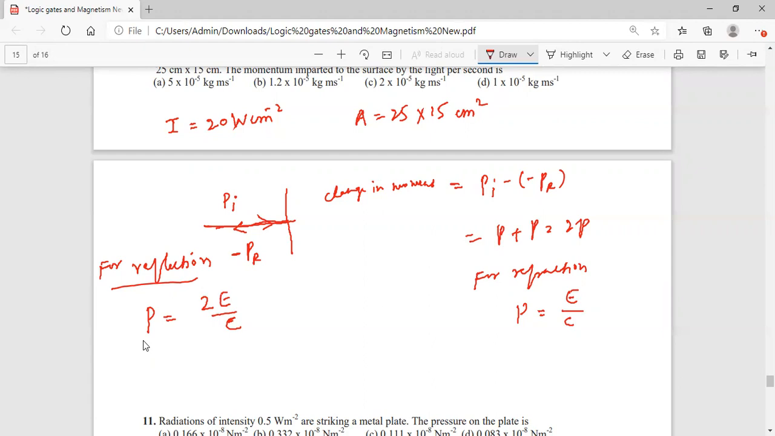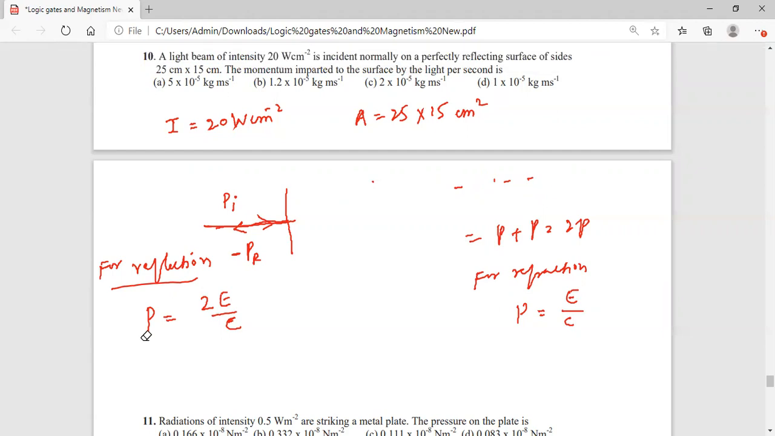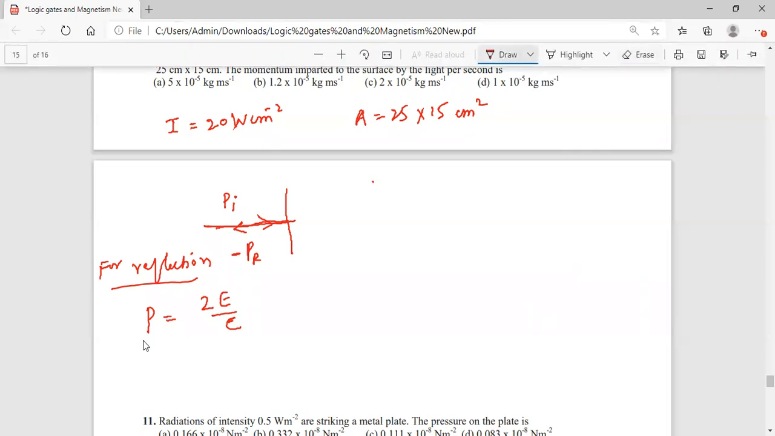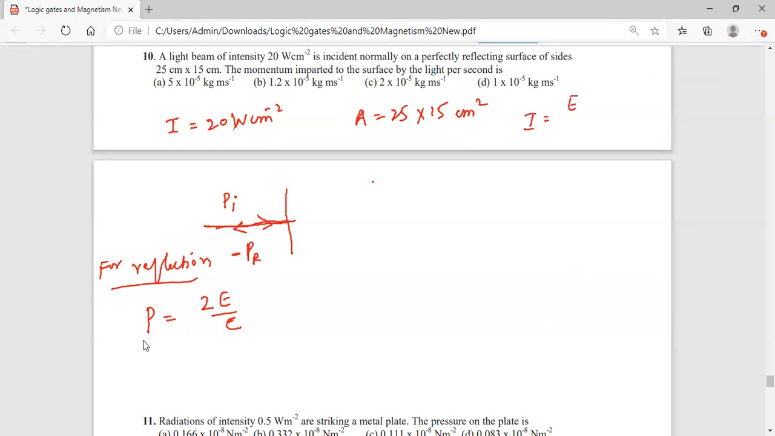And we know that intensity is the amount of energy emitted or incident per second per unit area. Therefore, we can write that intensity I is equal to, let's say, E by A into T. This is intensity. The amount of energy incident or imparted per unit area per second is called intensity.